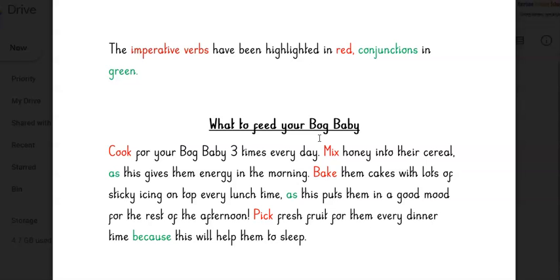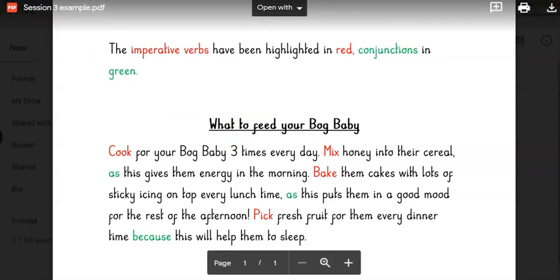Mix honey into their cereal, as this gives them energy in the morning. Bake them cakes with lots of sticky icing on top every lunchtime, as this puts them in a good mood for the rest of the afternoon. Pick fresh fruit for them every dinner time, because this will help them to sleep. So there you go, the imperative verbs are in red and the conjunctions are in green.